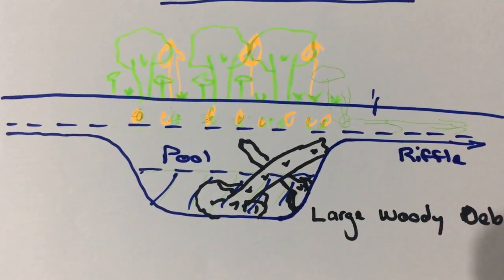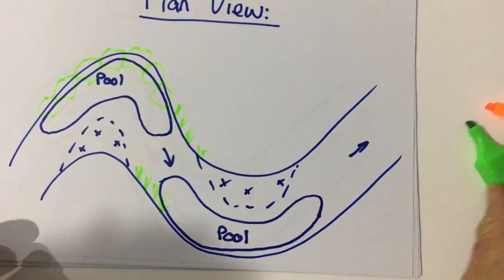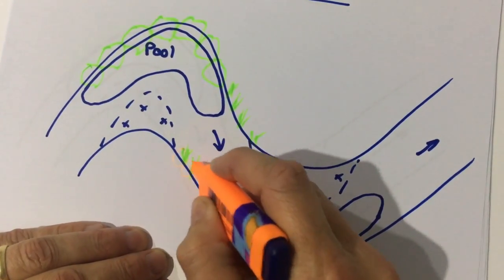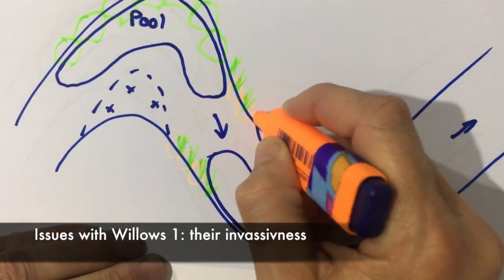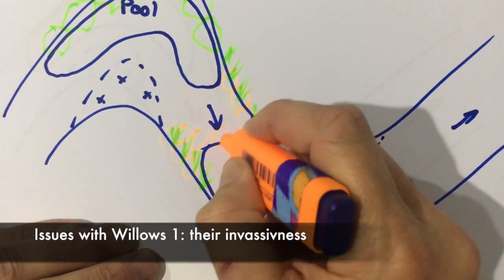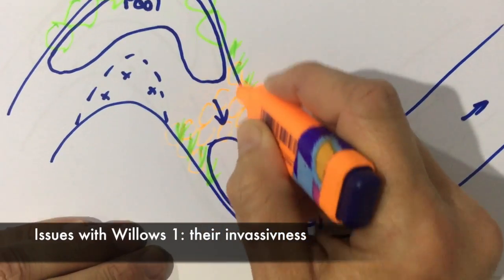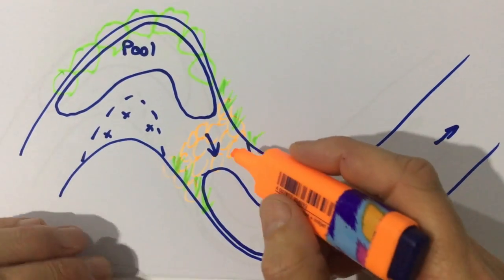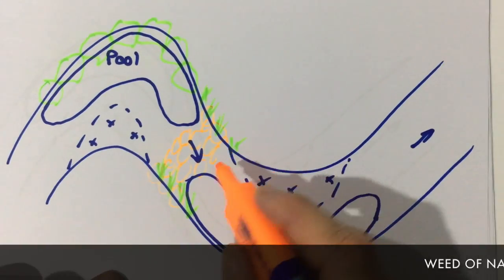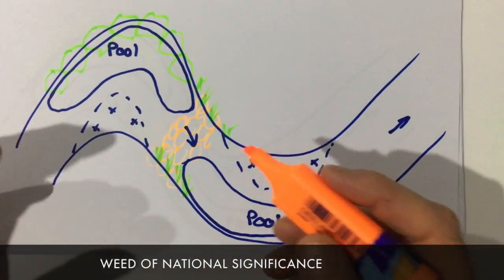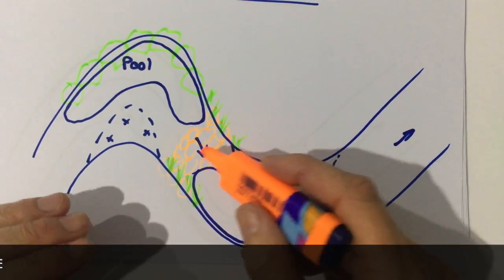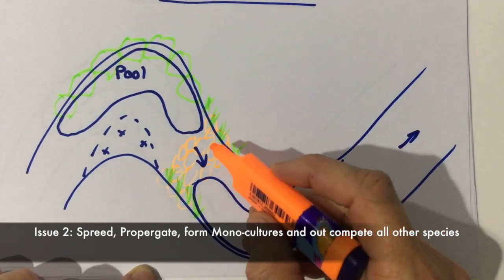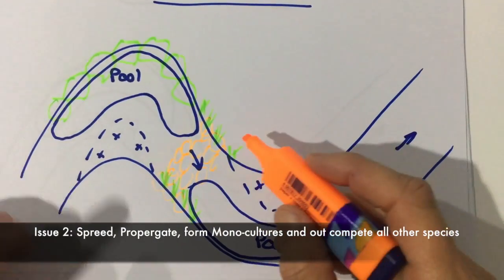So as we come back to our plan view here, as willows are introduced to the system, they can start growing usually along the banks, but they also have the ability to start growing within the water columns, so they can grow across the stream and form islands. Now willows are classified as a weed of national significance because of their ability to spread and propagate, form monocultures and outcompete all other species.